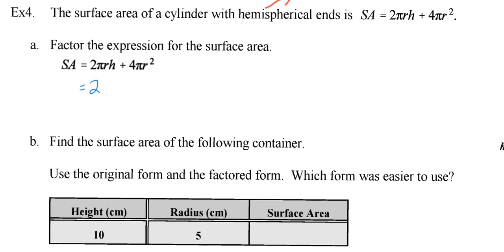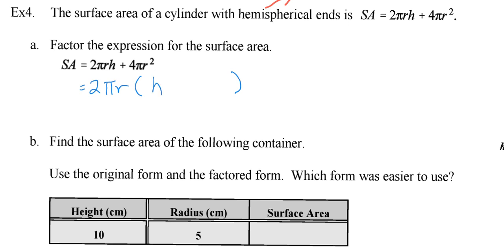2, pi, r, and then we just got to pull out the rest, right? So our rule is to always pull off the front term that's common to everything. So we got a pi, we got a 2, and we got an r. So let's just pull it off. That's common between all of them. And now, when we pull off pi r h, we are left with this for our first one.